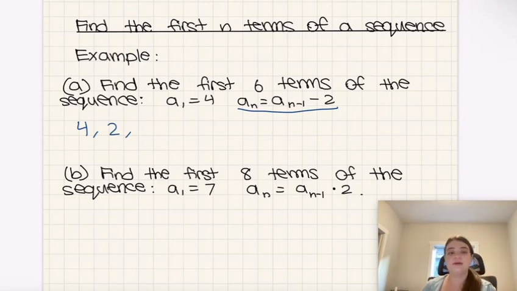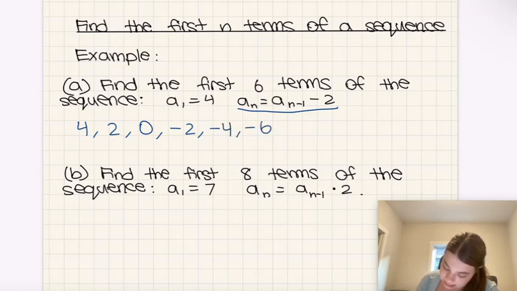To get the third term, I need to look at the previous term, which is now 2, and subtract 2 from it, so I get 0. And then now to get the fourth term, I need to look at the third term and subtract 2 from that, so negative 2, and so on. We just keep subtracting 2 every time, because that's what the rule told us. And there we go. Those are the first 6 terms of this sequence.